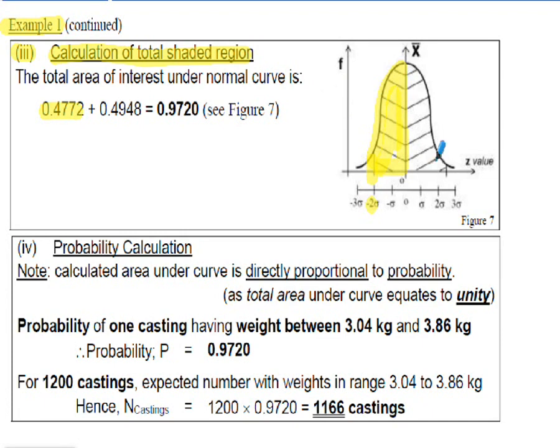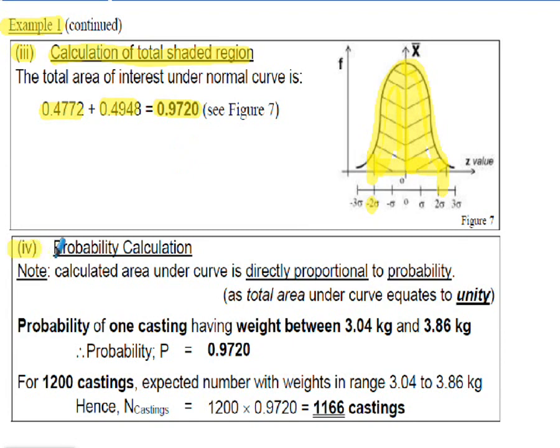And then to the right, the 2.56 Z value, standard deviation value, relates to this part of the diagram, and that area was 0.4948. Adding them together, we get a total area of 0.9720. So that's the probability.